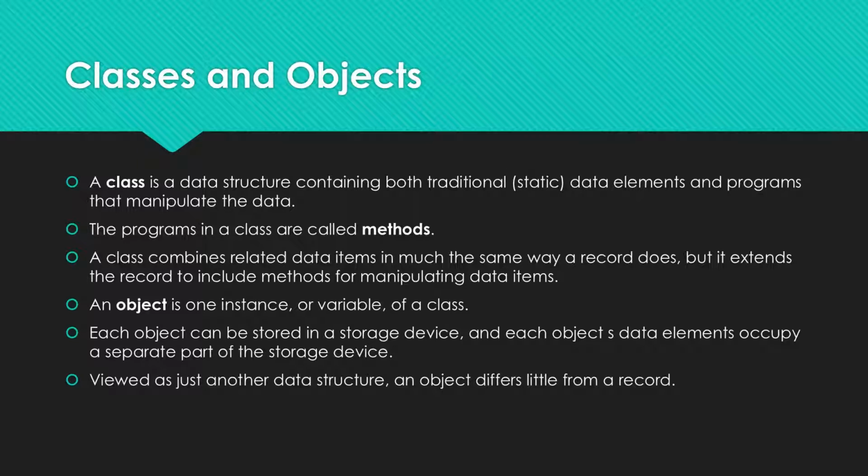An object is one instance or variable of a class. Each object can be stored in a storage device, and each object's data elements occupy a separate part of the storage device. Viewed as just another data structure, an object differs from a record.